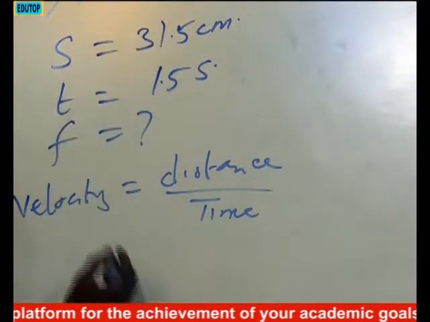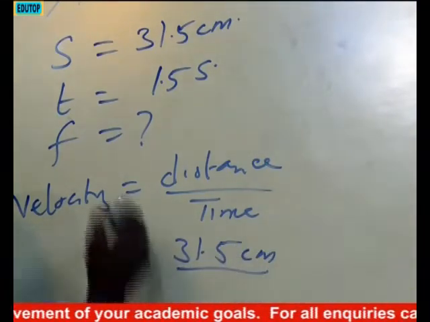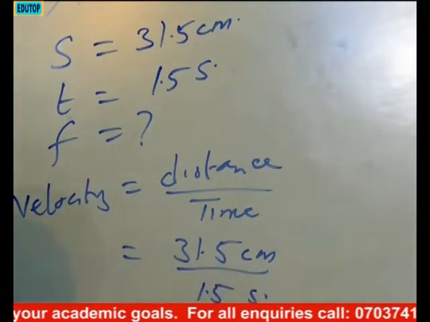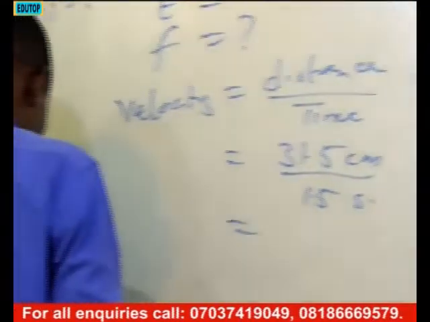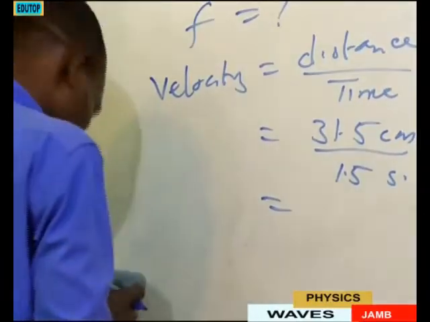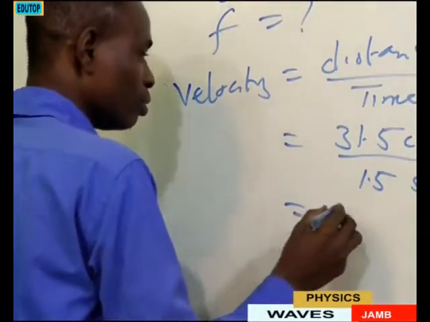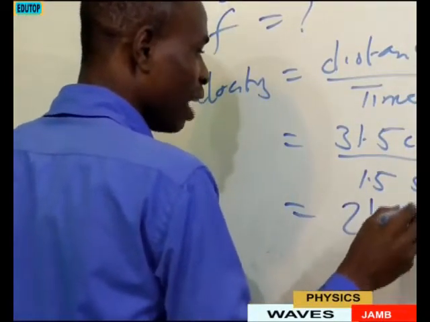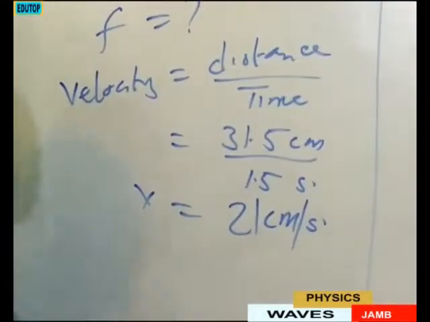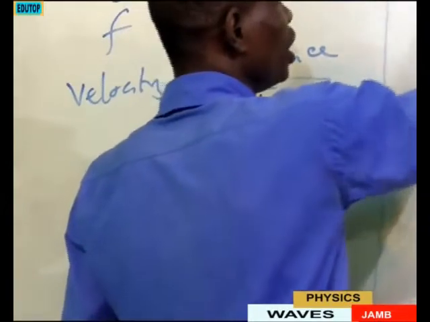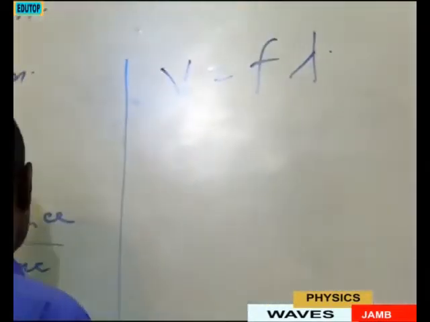And we are given distance already, which is equal to 31.5 centimeters, over 1.5 seconds. So let's look at what will be the value of that. 31.5 divided by 1.5, we are going to have 21 centimeters per second. Can you see that? That's velocity. But we cannot just stop at velocity; we need the relation between velocity, frequency, and wavelength.